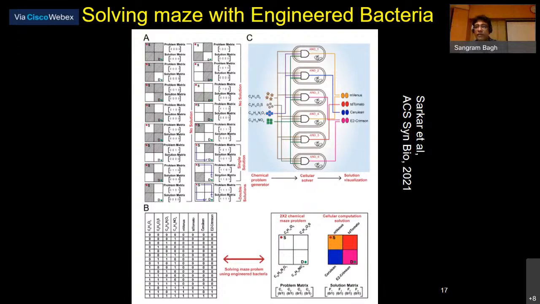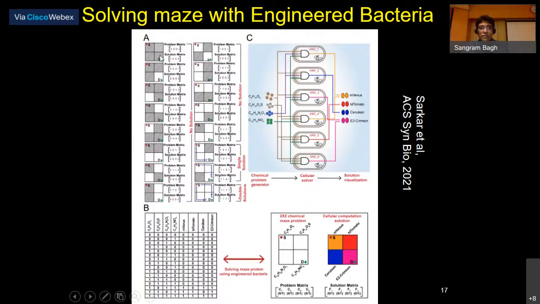So it has nothing to do with the device, right? This is a computational problem. You are putting it in a mathematical way. And what we thought was, if there is a matrix, we can develop this matrix as a truth table, and through a synthetic genetic circuit, we can solve this truth table. So we put this as a truth table where you can generate your problem matrix by using 4 different chemicals.